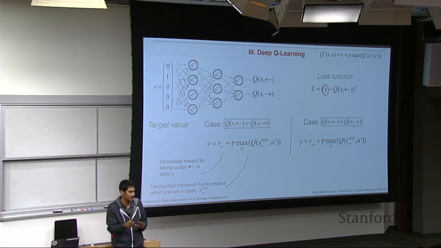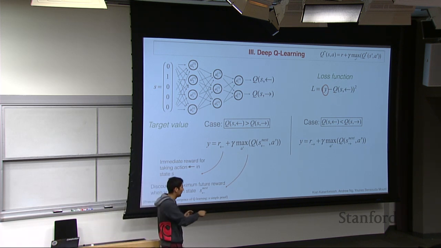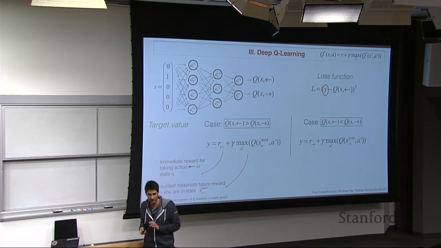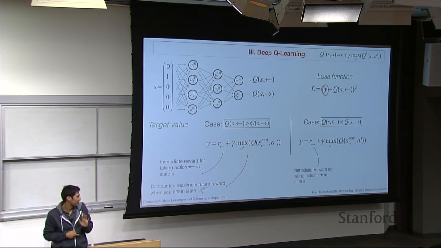Okay, and the second case is similar. If the Q score to go on the right was more than the Q score to go on the left, we would define our target as immediate reward of going to the right plus gamma times the maximum Q score we get if we're in the next state and take the best action. Does this make sense? It's the most complicated part of Q-learning. This is the hard part to understand. So immediate reward to go to the right and discounted maximum future reward when you're in state S next going to the right. So this is held fixed for backprop.